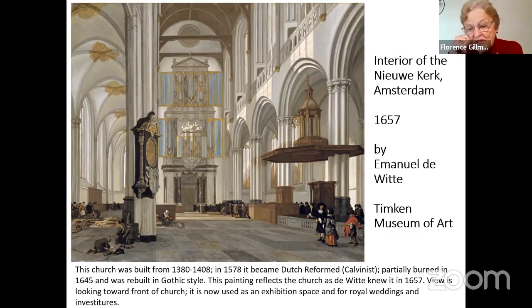I did want to show you another Timken painting, though, that's quite relevant to what we're talking about, and that is this Dutch church, the Nieuwe Kerk, as of 1657. Emmanuel de Witte painted this, and this was a church that had been built in the 14th century. It had become Calvinist, and it had been rebuilt, it burned and was rebuilt in Gothic style. So it burned in 1645. He then paints it in 1657 as it was supposed to be at that point.